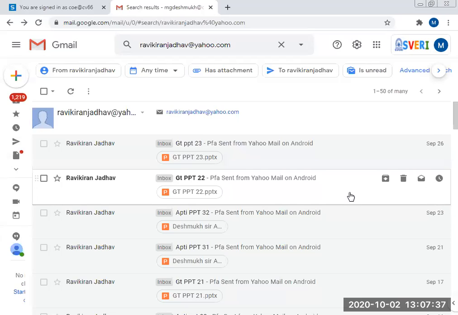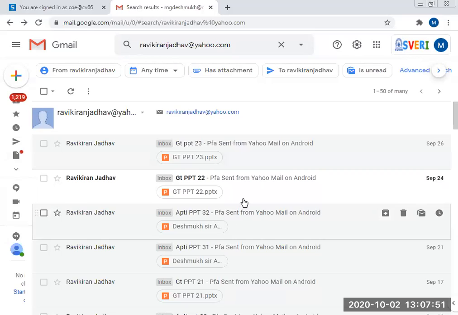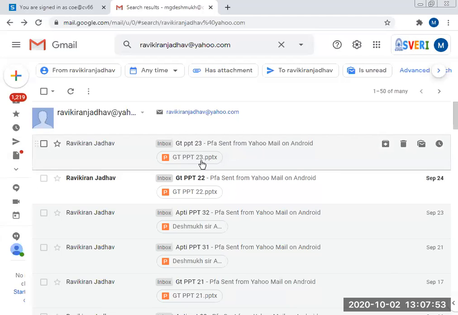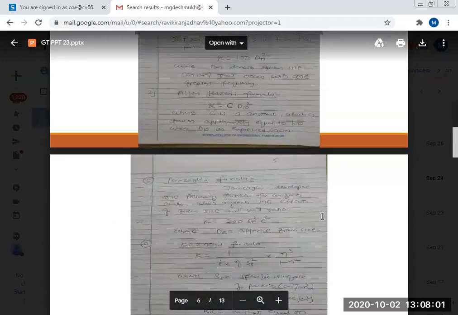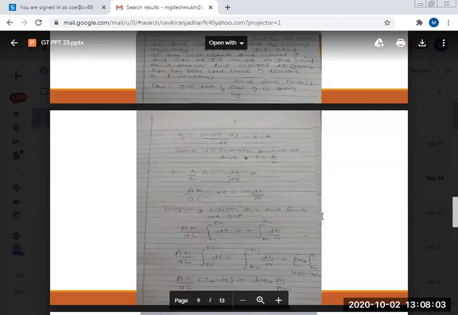So each and every type of problems I am solving in the class itself. So please be with calculator, pen and notebook. One problem I will solve, and the rest of the problems you have to solve yourself only. So before that, I will once again derive the formula for this constant head permeability and falling head permeability. Derivation, what is the formula, I will tell you.